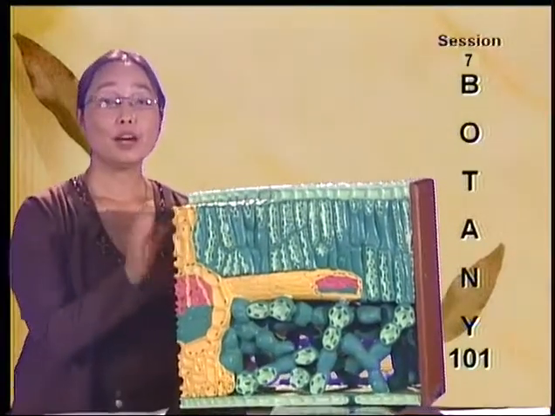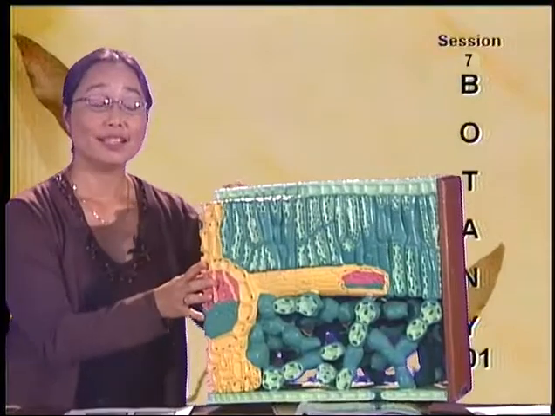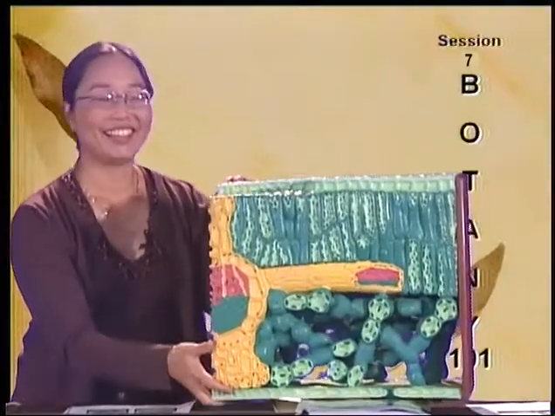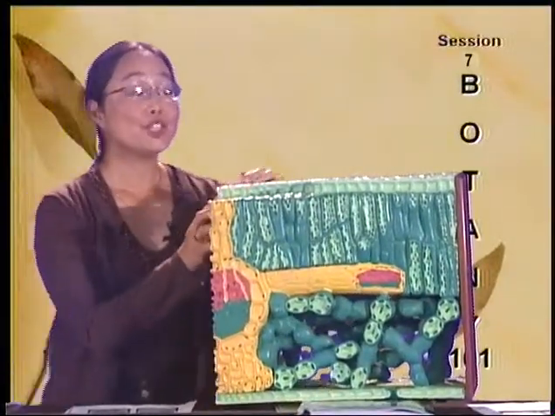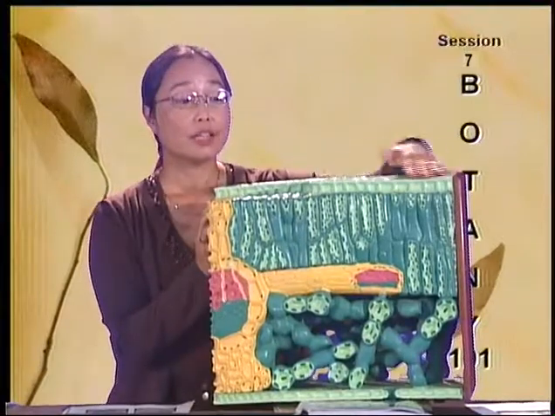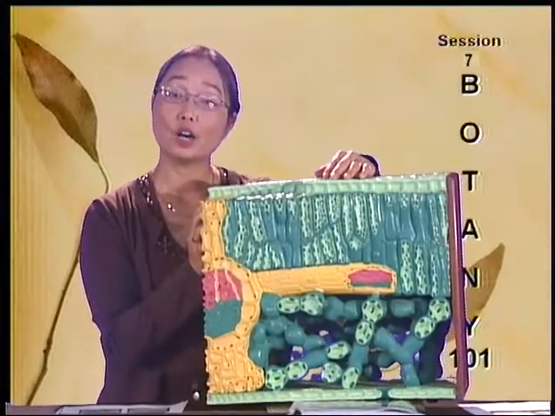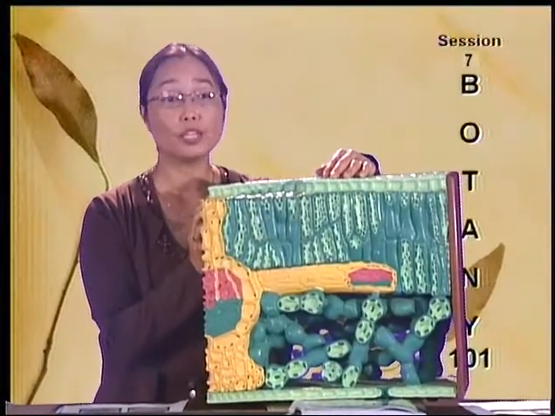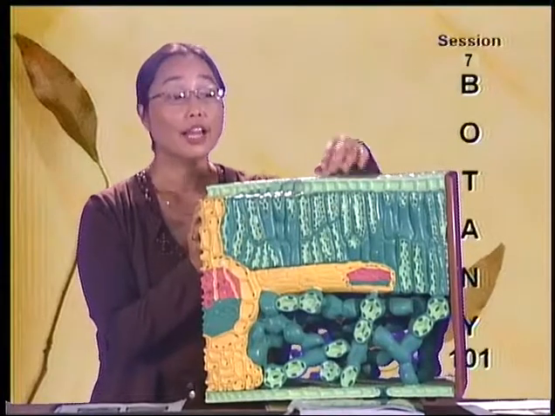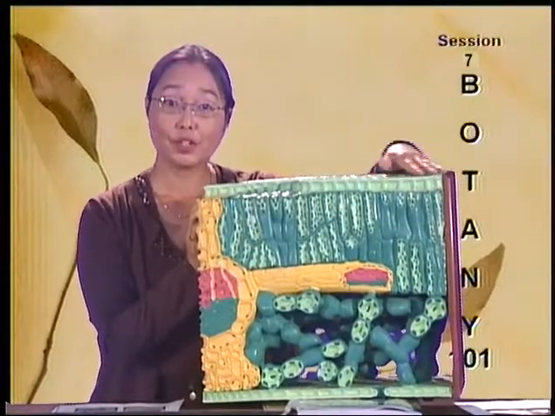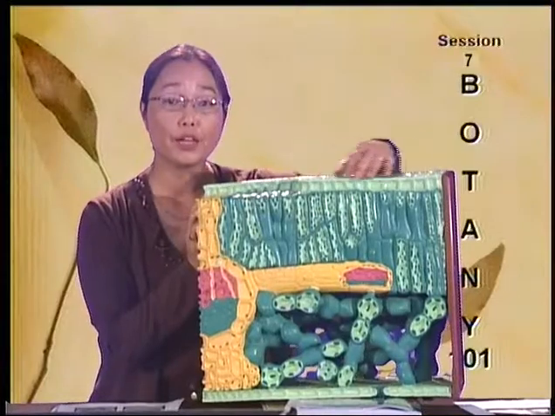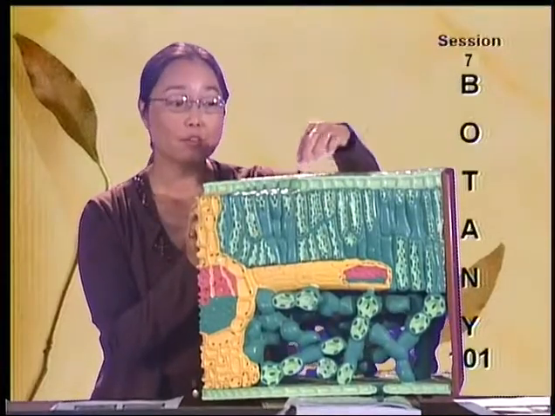When you look at this model, what do you see? It's sort of like a giant leaf. First of all, the top layer here. Remember, what is the outermost layer of a leaf? Do you remember what it's called? It's called an epidermis. So here you have the epidermal cells, one layer thick, one cell thick.